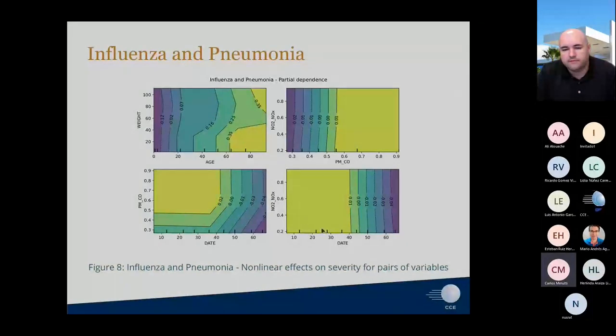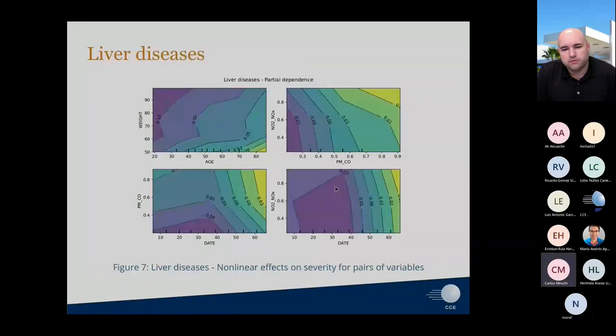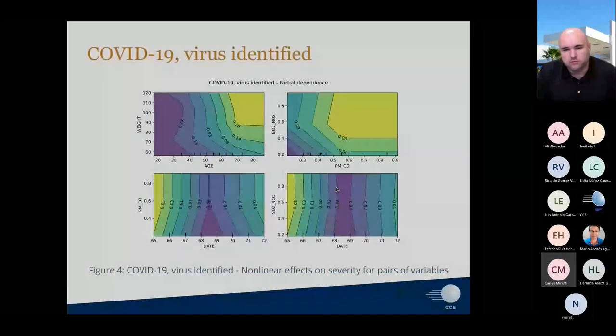For example, in the case of pneumonia and influenza, you can see that along these years the risk is smaller. Maybe it is because the presence of this pollutant is smaller with time, or maybe they are treating pneumonia better. We don't know, but it could be both. But you can also see that in some cases there is an increase of the risk over time.